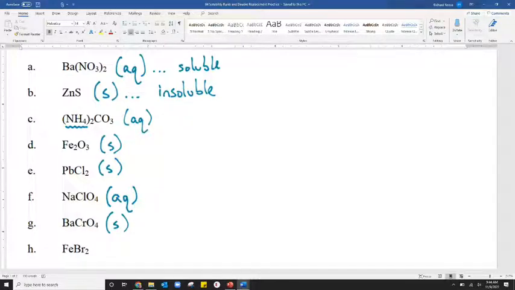And then last one here, FeBr2. Hallie, what did you put for this one? Good job. AQ. Bromides are soluble. All chlorides, bromides, and iodides are soluble except for a few, but iron's not the exception.